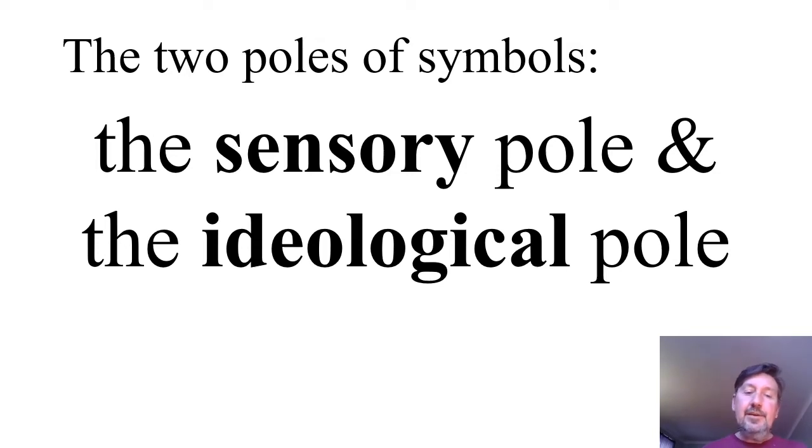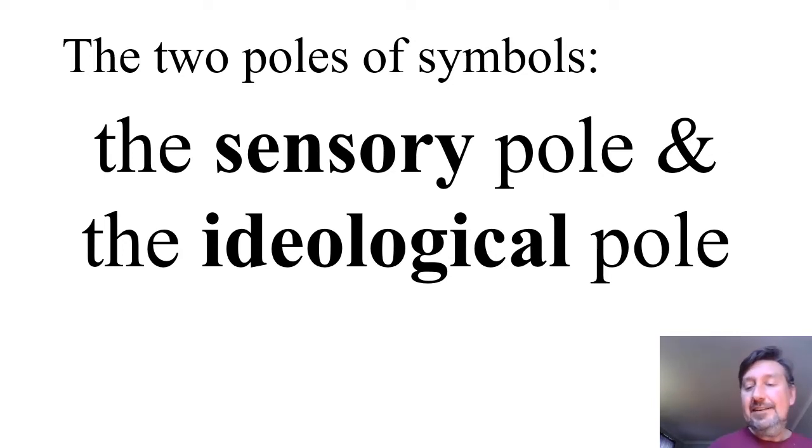At the other end, symbols also have what Turner called an ideological pole. This is the part of the symbol that connects the symbol to important social values that people hold in the society where the symbol is relevant.